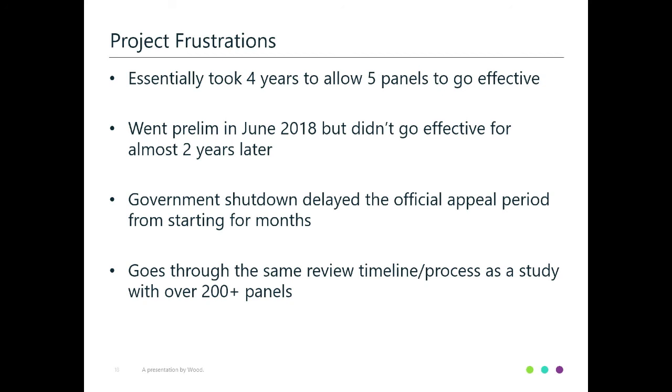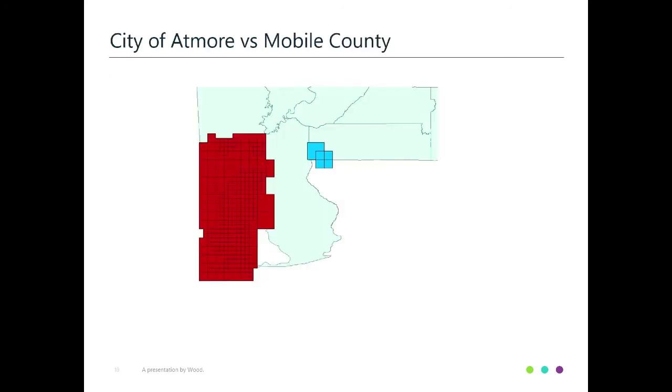Even though this study was only 5 panels, it was still on the same review process and review time allotment as a study with over 200 panels. Here's an example of 2 studies that were going through similar review processes at the same time. The red is a Mobile County-wide study, and the blue is a City of Atmore PMR that we've been discussing. Despite the great difference in scope, these projects went through the same exact review process and review time procedures. As the City of Atmore PMR only consisted of 20 miles of Zone A's, Mobile County had all of its Zone A's redone and various detail studies redone, as well as all new coastal studies being done. So that would understandably require a large review process time, whereas you think 5 panels would not require as much.